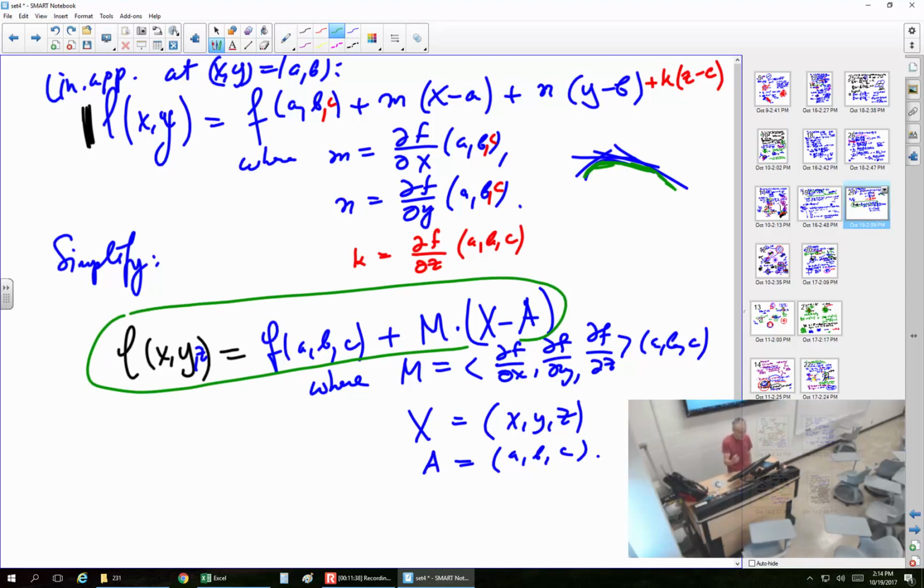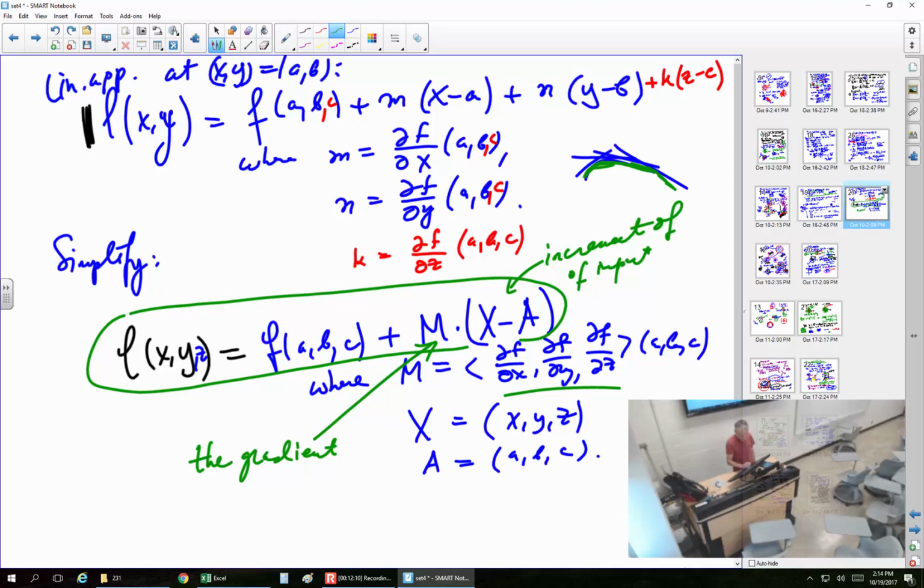So it's the point plus what? Plus the increment of the independent variable of the input, multiplied by a vector which is made of the slopes, as you see here, of that tangent plane in the 3 directions of the 3 axes. This vector is called the gradient. The gradient of f at (a, b, c).